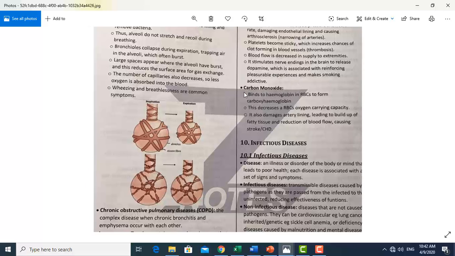Carbon monoxide binds to hemoglobin in RBCs, the red blood cells, to form carboxyhemoglobin, which decreases the RBC's oxygen carrying capacity and also damages the artery lining, leading to buildup of fatty tissue and reduction of blood flow, causing stroke and chronic heart disease.